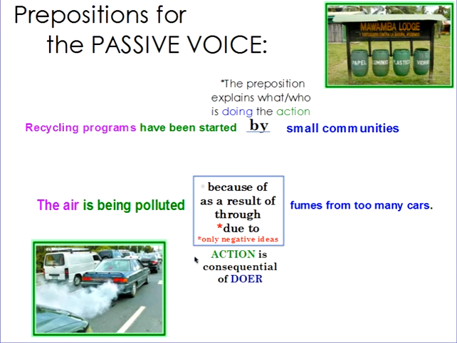Okay. So I hope this was helpful in understanding the different types of prepositions that we can use in the passive voice when your action is a consequence of the doer. And I hope you understand a little bit better how we use the passive voice not only in the present perfect, but in the present continuous form.